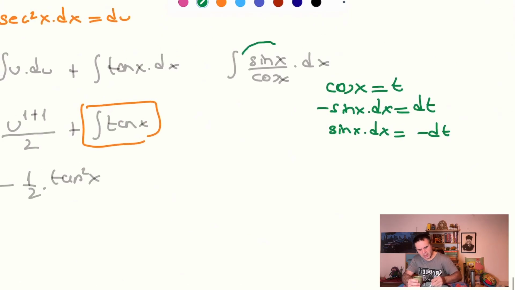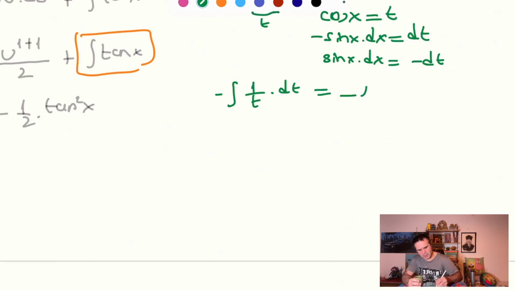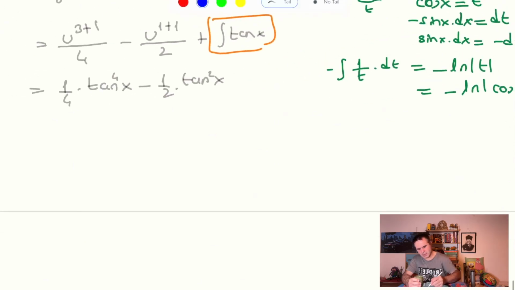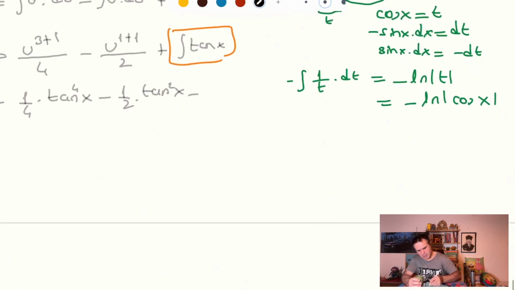Okay, then cosine x is t, and sine x dx is minus dt, so the integral becomes minus the integral of 1 over t times dt, and this will be equal to minus ln absolute value of t, and t was cosine x. Then the integral is minus ln absolute value of cosine x. Okay, the integral of tangent x is minus ln absolute value of cosine x.